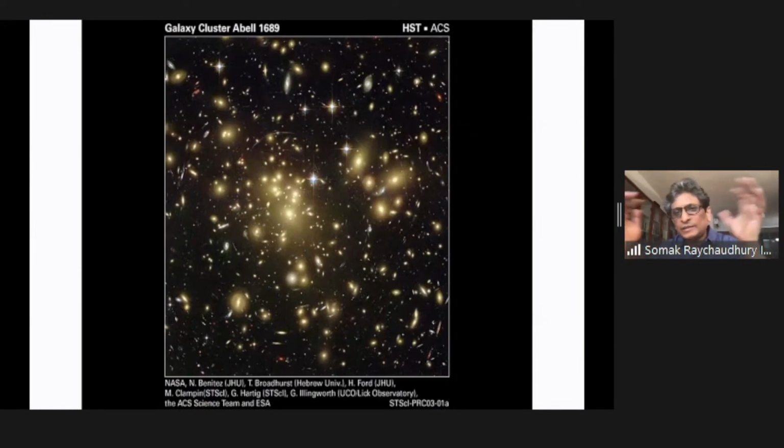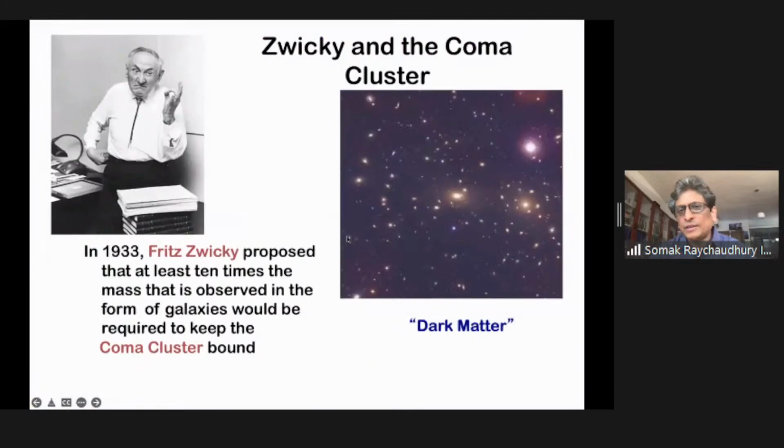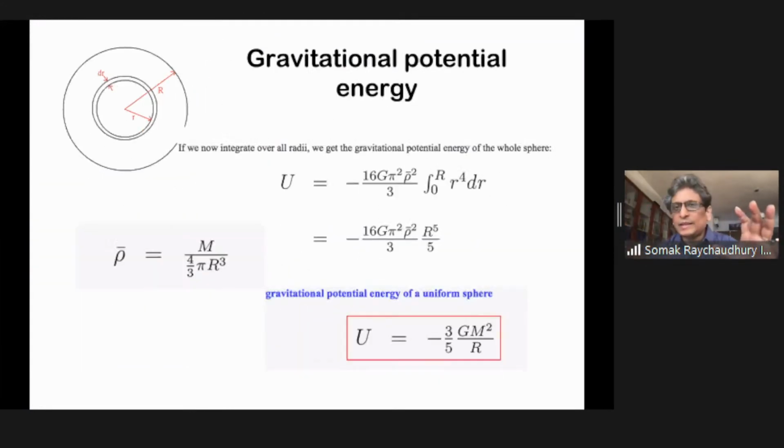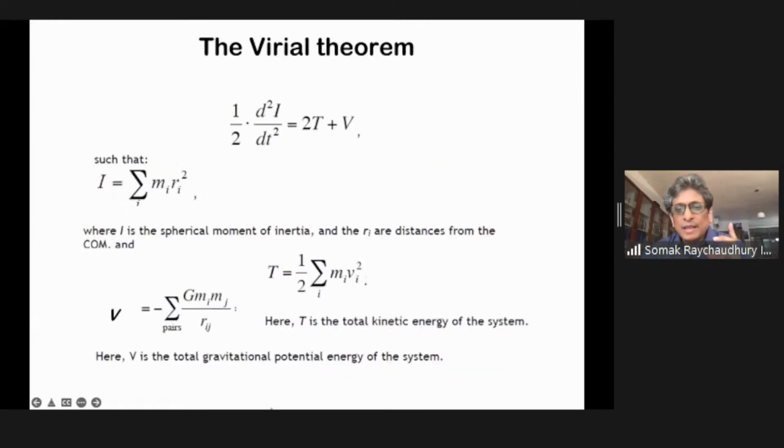And you assume that it's in equilibrium, even though there might be some interactions going on, etc. But as a first approximation, you imagine it to be a uniform sphere, and you get minus 3/5 GM squared over R. That's your U. It's exactly the same as what I call V here, right? This V in this particular virial theorem is that minus 3/5 GM squared over R.